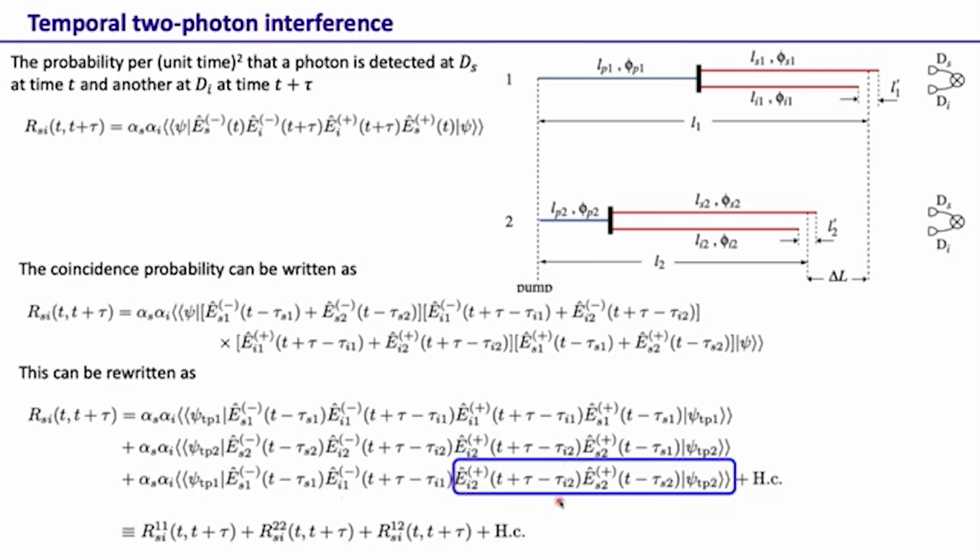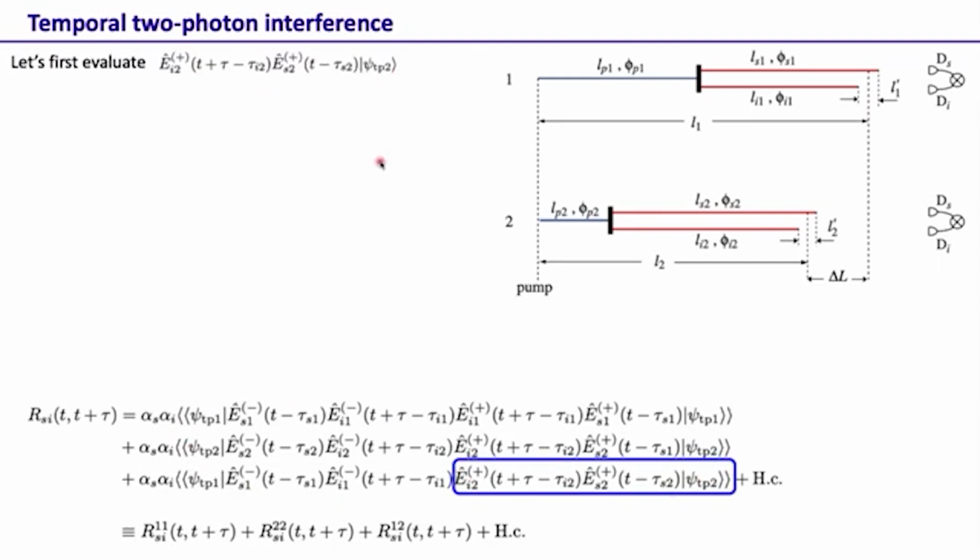Once we have this quantity, then we can see that we can calculate this quantity by just taking the adjoint and changing the index from 2 to 1. Similarly, we can calculate all the other quantities as well. So let's just calculate this quantity first. So this is what we want to calculate.